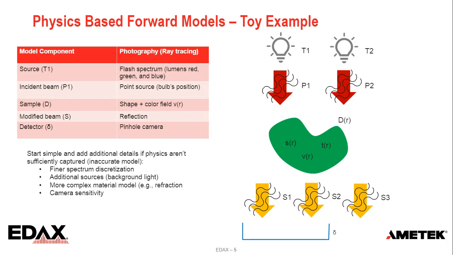Generally what you want to do with a forward model is start with something simple, see if the result is good enough, and then if it's not, add additional details of the physics. Maybe you need to add in Poisson noise to account for the graininess of your picture, or it's not sufficient to just have the light from your illumination, and there's a background light or something like that. So generally, you're going to start simple and add details until the model is accurate enough for your needs.